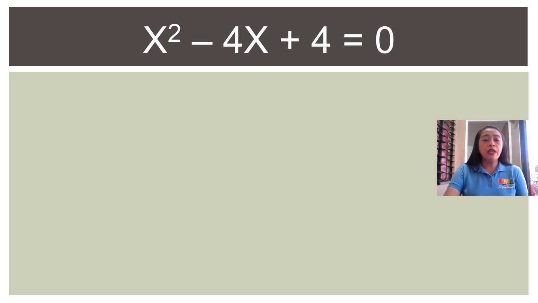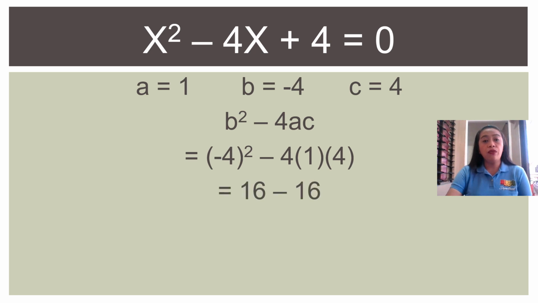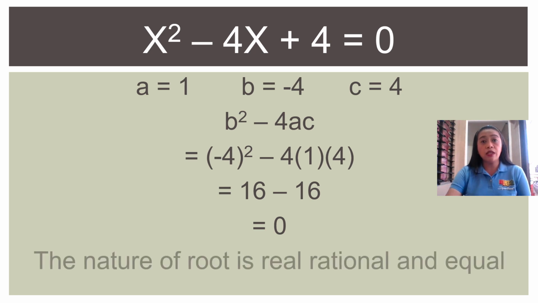First, you're given x squared minus 4x plus 4 equals 0. Let's identify first the values of a, b, and c. The value of a is 1, b is negative 4, and c is positive 4. So our formula for discriminant is b squared minus 4ac. Substitute the values of a, b, and c. So you're going to have negative 4 squared minus 4 times 1 times 4. 4 squared is 16, and 4 times 1 times 4 is also 16. 16 minus 16, the result is 0. So since the result is 0, therefore the nature of root is real, rational, and equal.